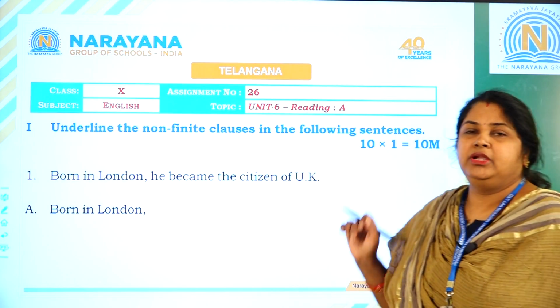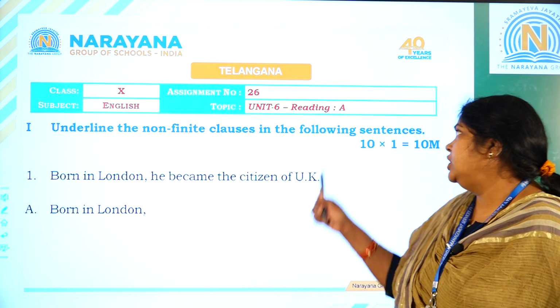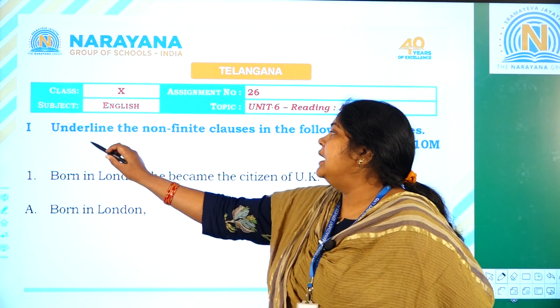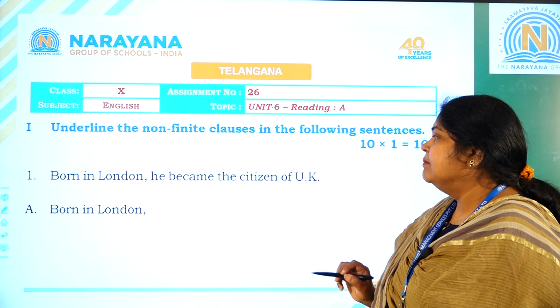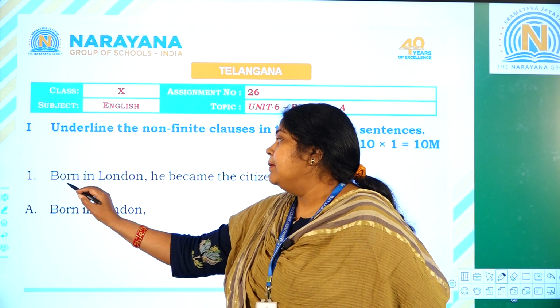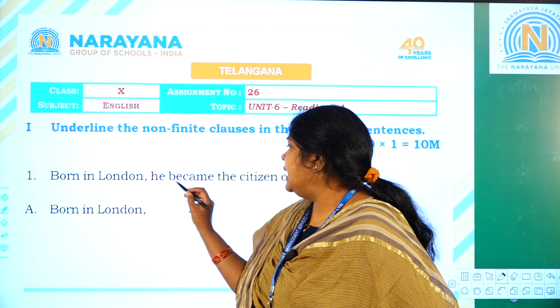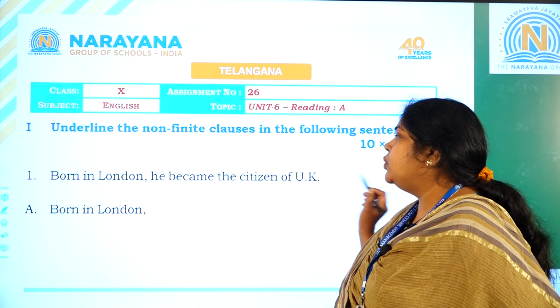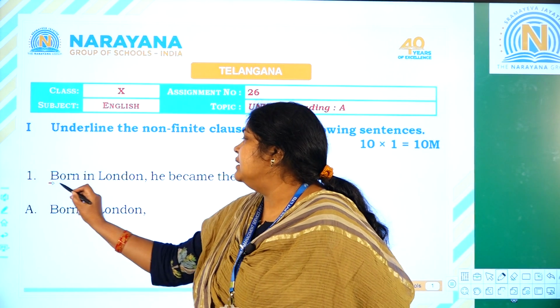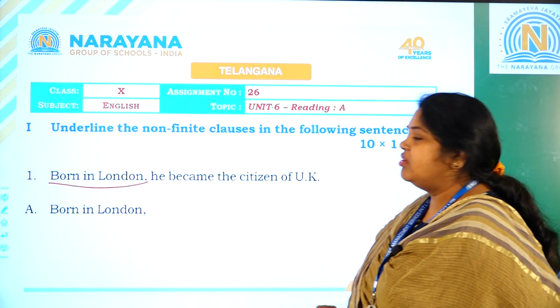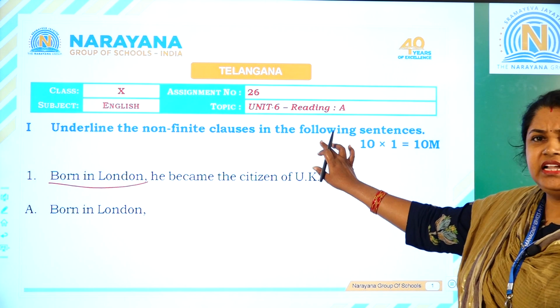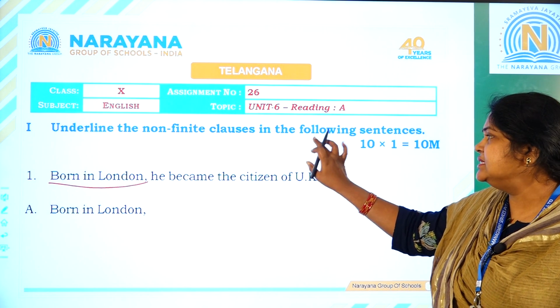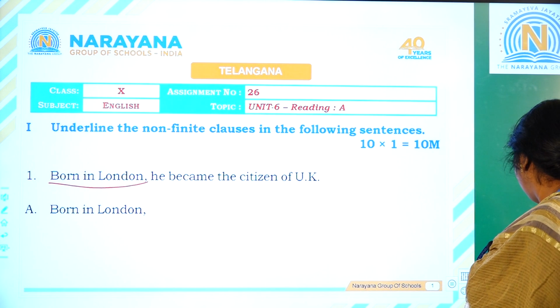Now let us come to our assignment. Assignment 26. The first bit is: underline the non-finite clauses in the following sentences. The first sentence is, born in London, he became the citizen of UK. Born in London is the non-finite clause. We have to identify non-finite clauses.